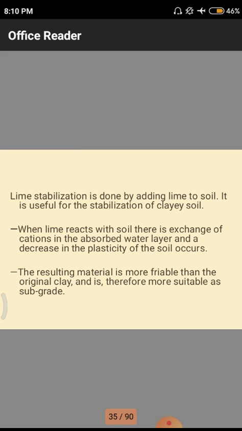These are also the properties. Lime stabilization is done by adding lime to the soil, and is useful mostly for clayey soils. Why? Because clayey soils are very weak and fine, so whenever we add lime, those clays will be strengthened. Lime reacts with the soil, and exchange of cations occurs, absorbing water and decreasing the plasticity of the soil. Next, the material becomes more friable than the original clay, and is therefore more suitable as a subgrade.